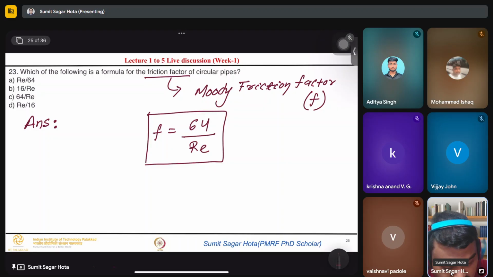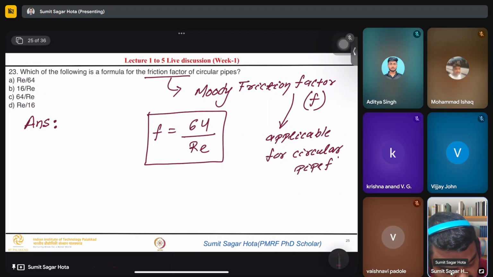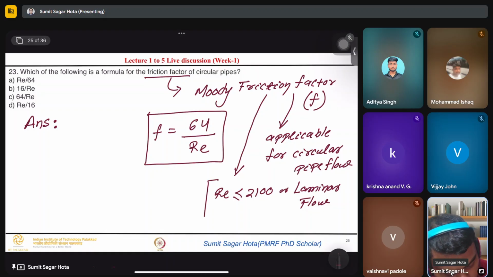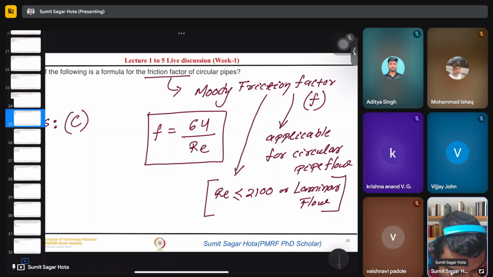And this is applicable for circular pipe flow only, where your Reynolds number is less than or equal to 2100, that is, laminar flow. Okay, so let's go to the next one.